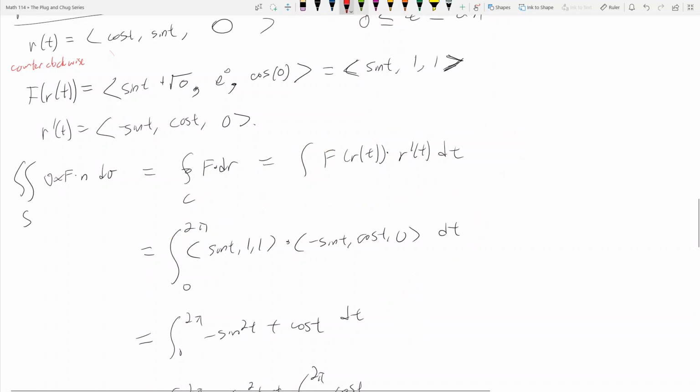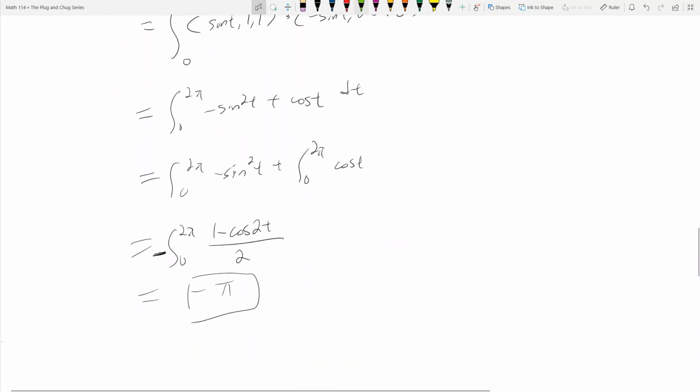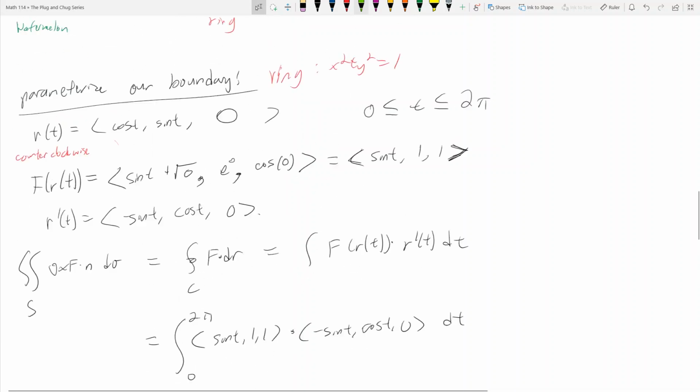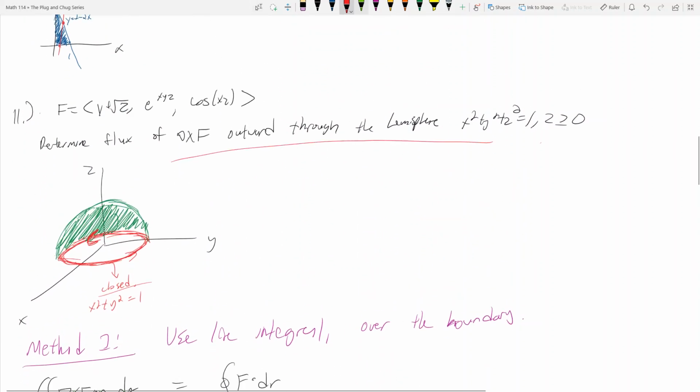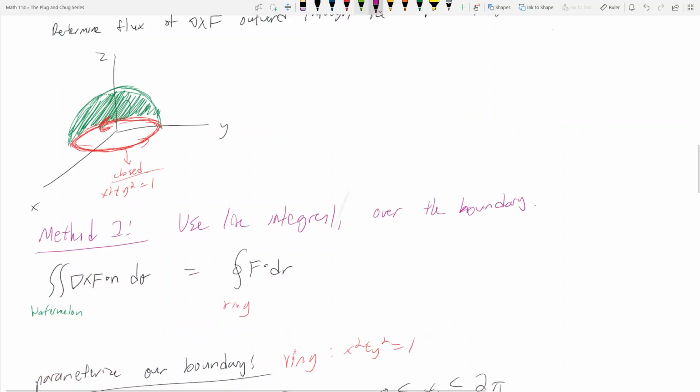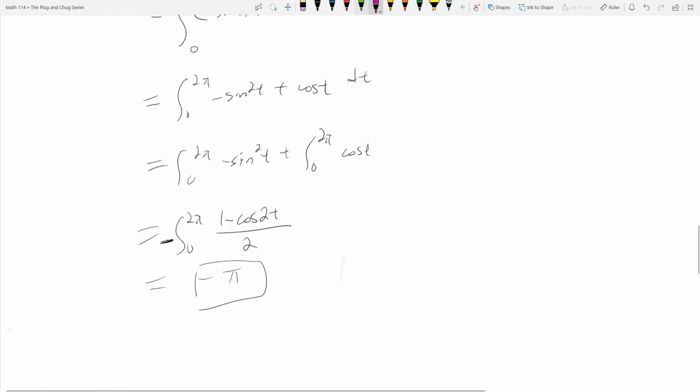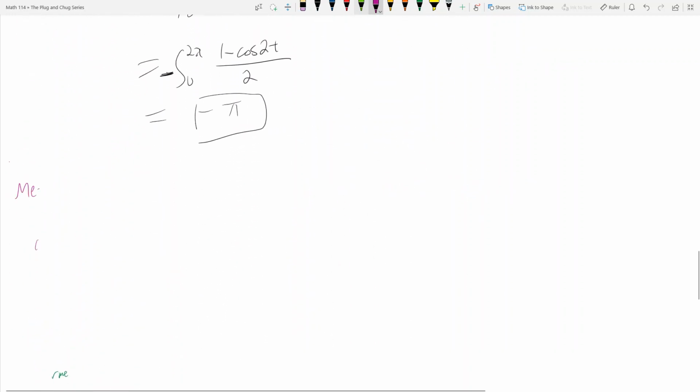All right, so very quick. Well, kind of quick, but this is how you then do these types of problems, or that's one way you can do these types of problems when you're asked to find the flux of a curl, right? The flux of a curl. So what's the next step? The next step then is method 2.